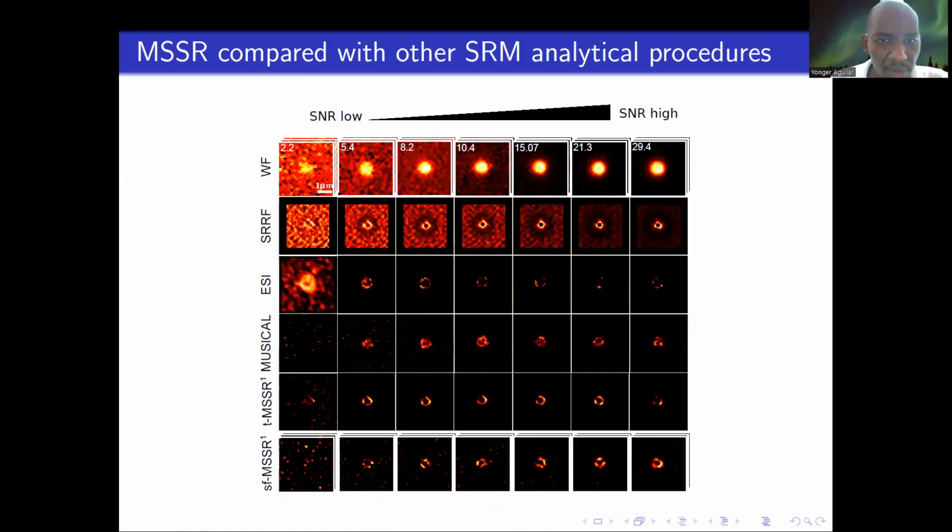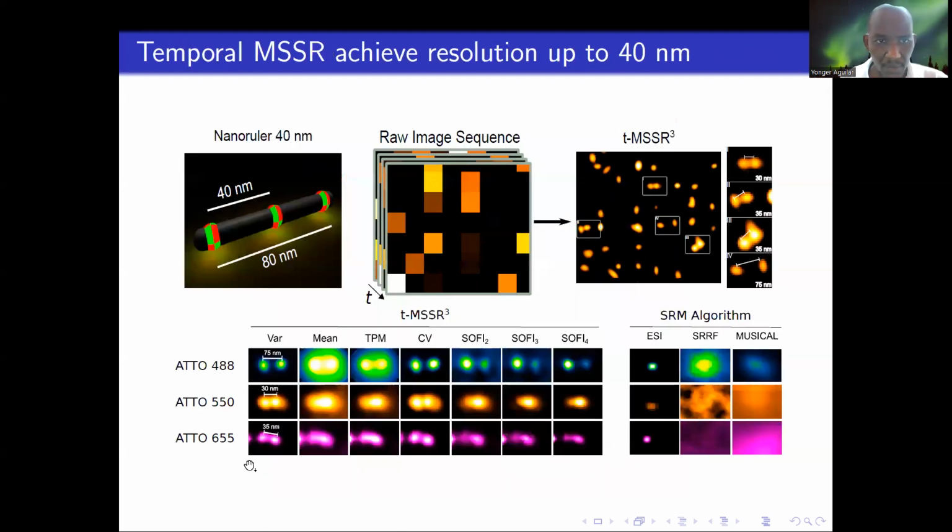Here we can see a side-by-side comparison of MEASURE with several super-resolution algorithms like MUSICAL, ESI, and SRRF. Note that SRRF is affected by the background noise. ESI and MUSICAL can remove the background noise, but the reconstruction is not as good as the result with MEASURE.